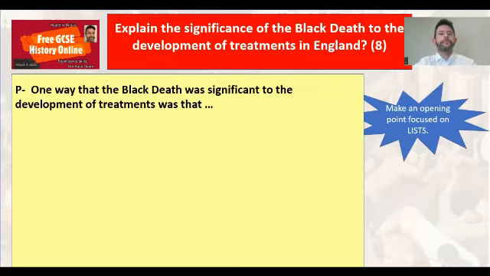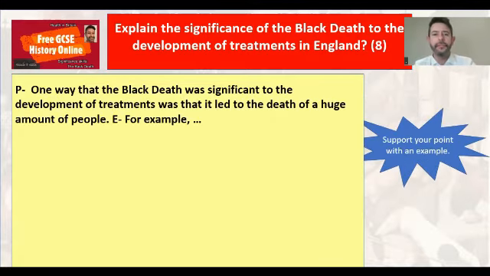Okay, so have a go at working through this paragraph. I'm going to break down the writing frame into little pieces for you to have a go at. So you can work alongside me on a piece of paper, or maybe you have a revision booklet you're working through, and you can try and answer this question. So one way that the Black Death was significant to the development of treatments was that the list criteria. Finish the sentence, give me an idea. Okay, and when you're ready, turn back on the video and we'll go through an example.